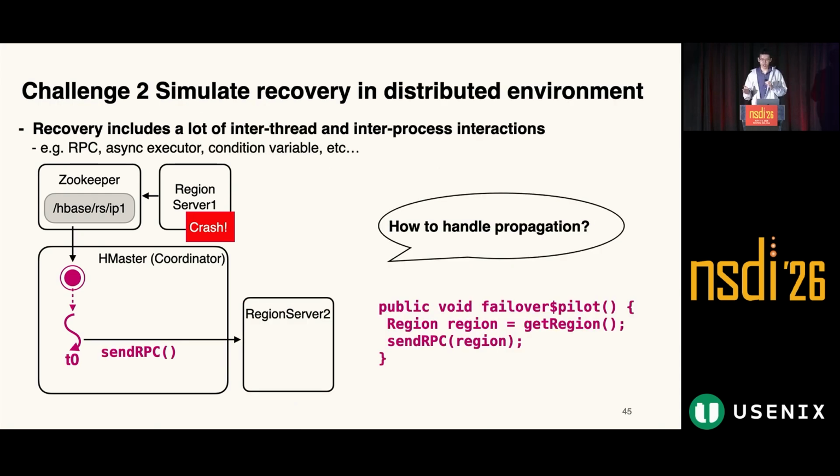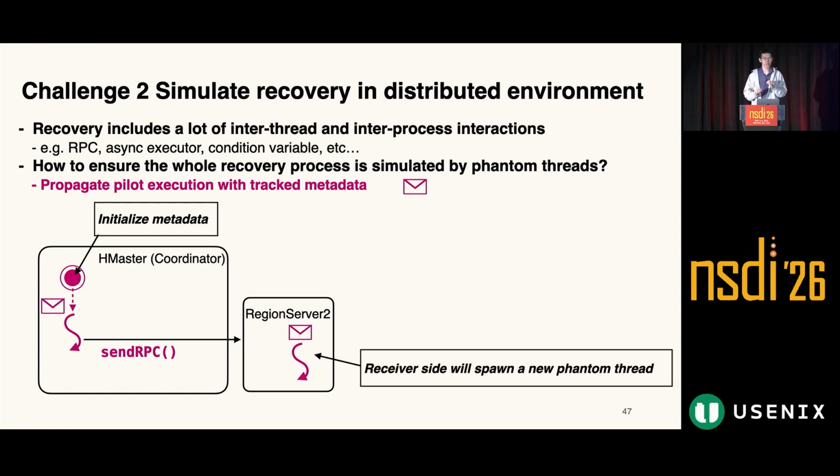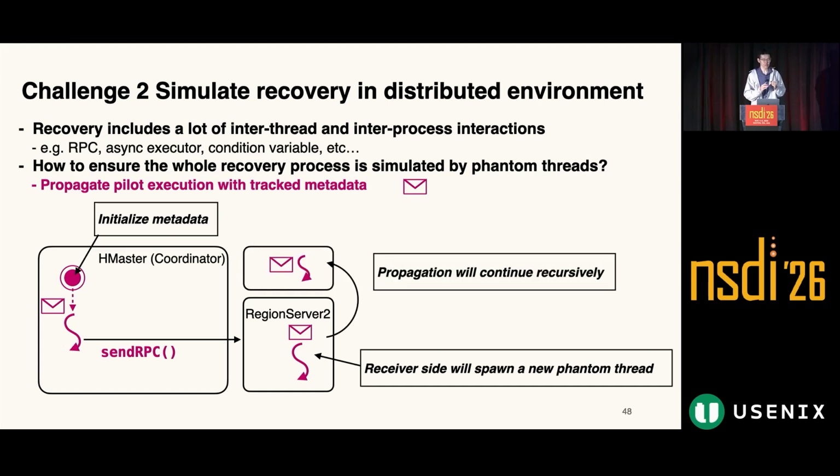The second challenge is that recovery often crosses thread and process boundaries, such as RPC, so we need to handle such propagation for accurate simulation. Our high-level idea is to propagate parallel execution with tracked metadata. Specifically, we initialize the metadata at the starting point and propagate it along the recovery flow. For example, sending an RPC will also send this metadata to region server 2. And once region server 2 receives the metadata, the receiver side will spawn a new phantom thread to continue the parallel execution. The propagation will continue until parallel execution finishes.